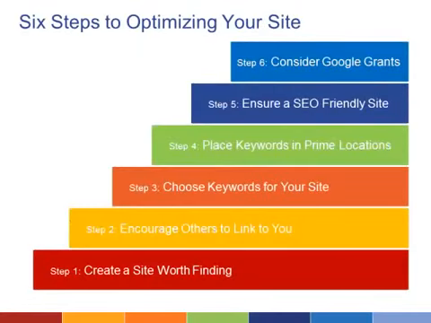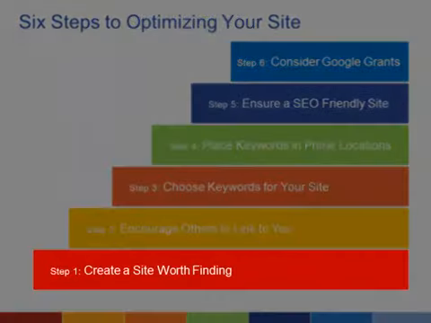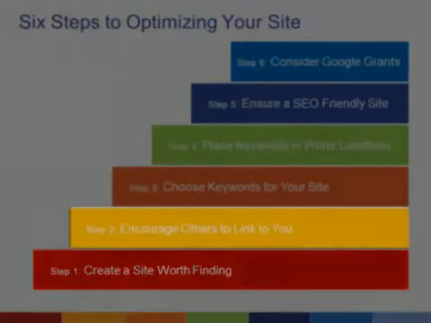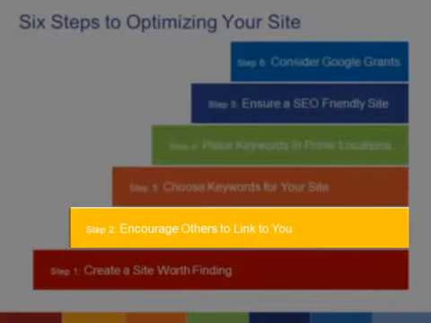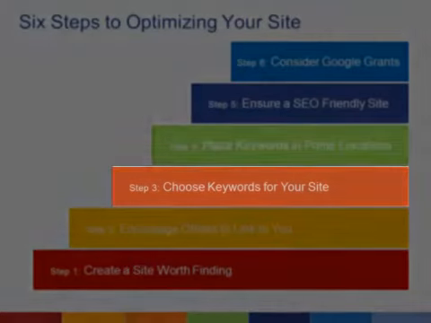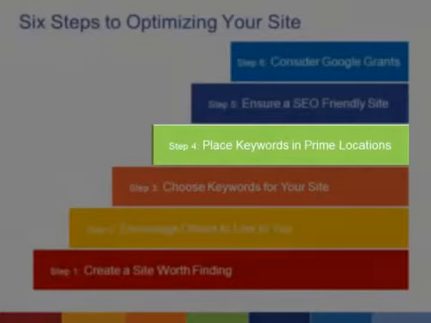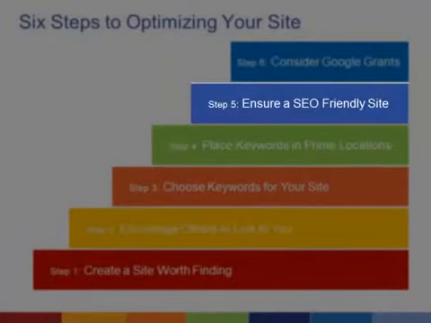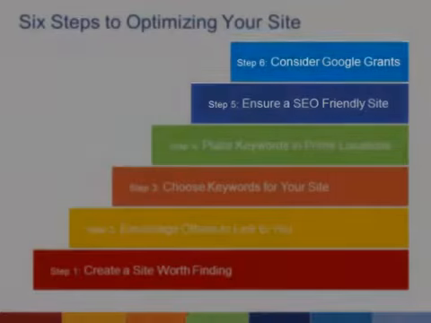So there's a lot of factors to consider here. Links, keywords, where you put those keywords, and more. We're going to walk through them step by step. First, we'll talk about creating a great site that's worth finding. Then, how to get other people to link to your site. We'll then dive into keywords, how to choose them, and what to do with them on your site. Then, we'll talk about a few technical things to keep in mind to ensure your site is SEO friendly. Finally, we'll quickly touch on Google Grants.